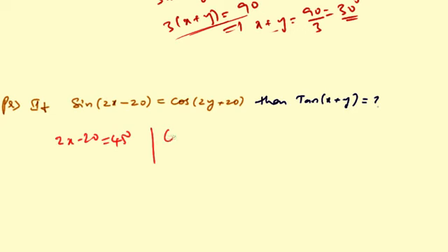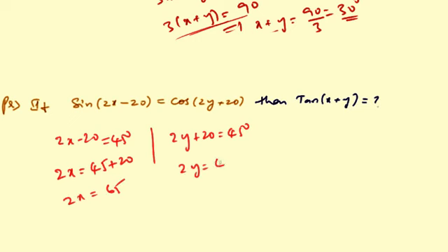So again, what is this? Cos 2y plus 20. So what I will take is 2y plus 20 is equal to 45 degrees. So I'll take this 20 that side. So it will become 2x is 45 plus 20. So that is nothing but how much, friends? 65. 2x is nothing but 65, and here it is 2y is nothing but 45 plus 20.